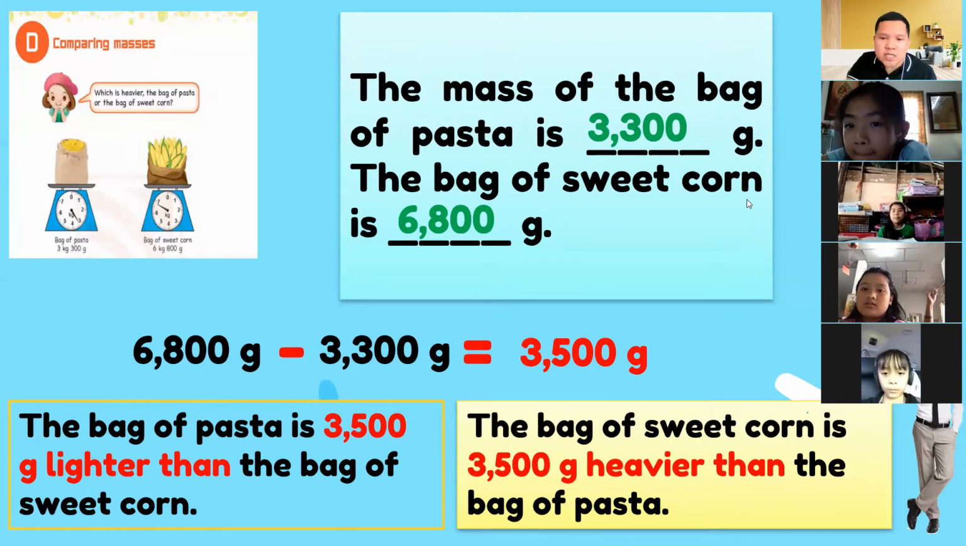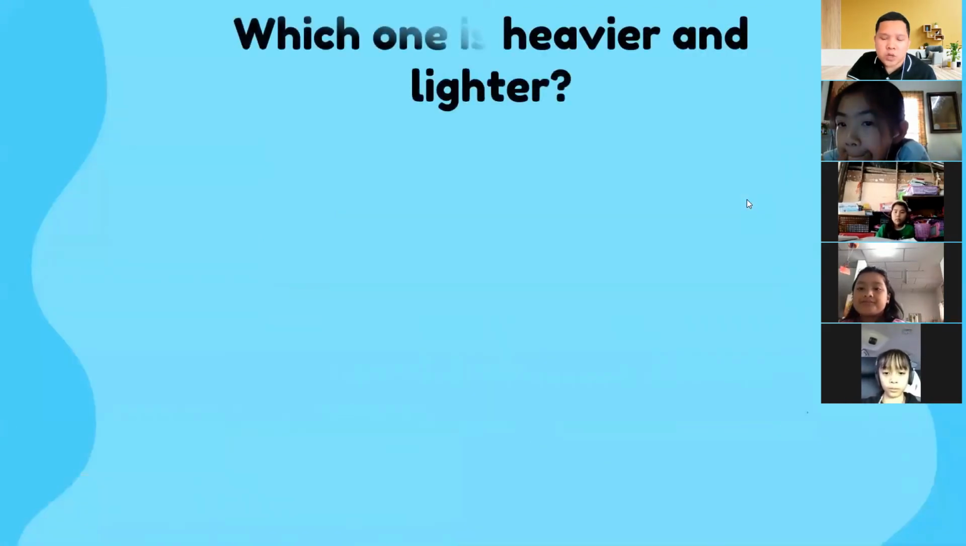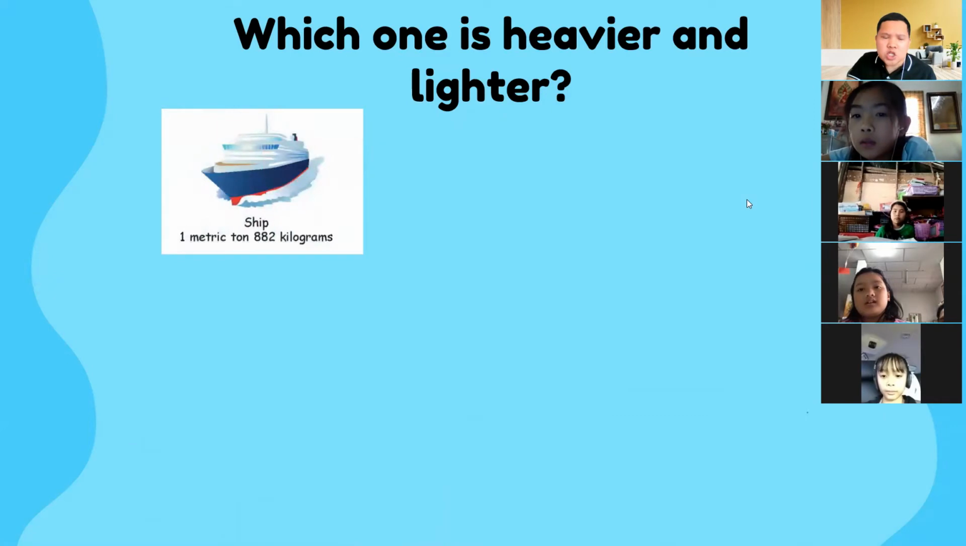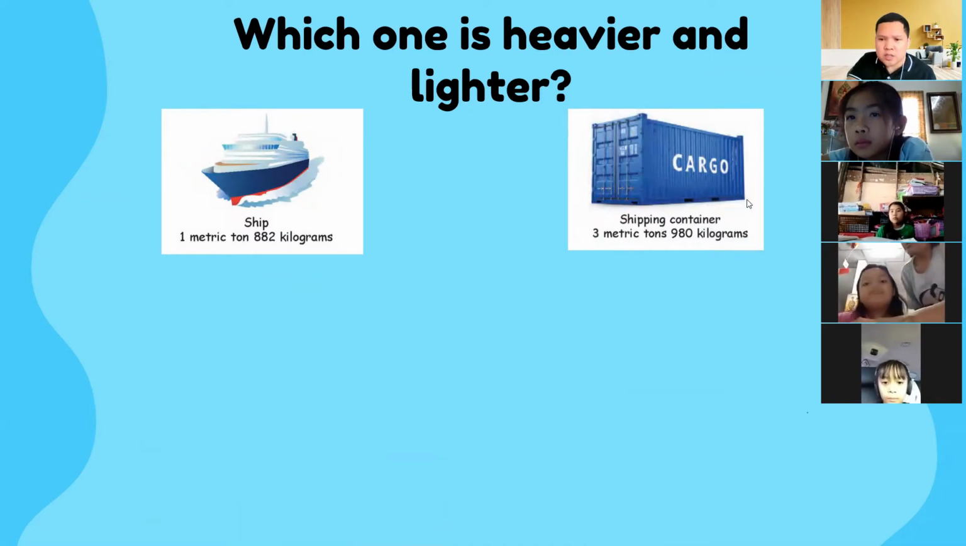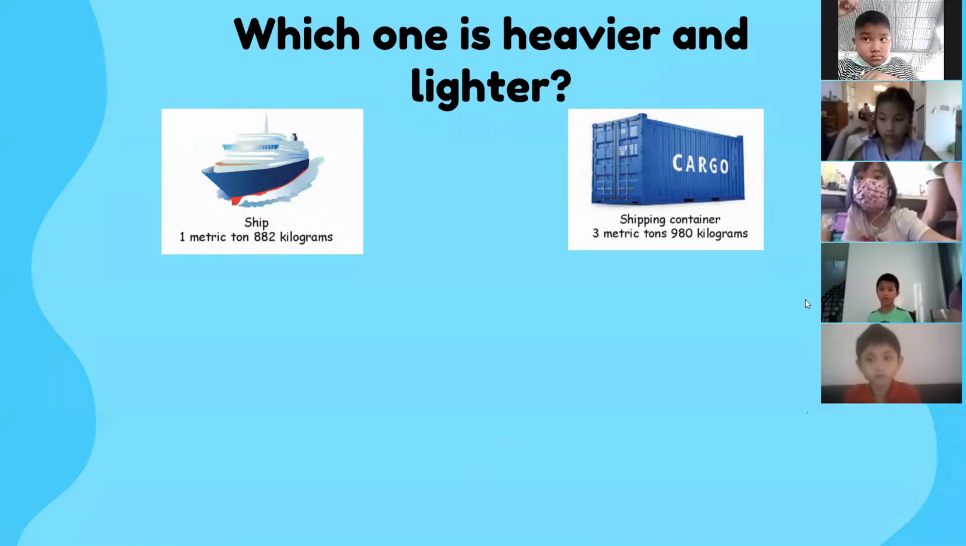Let's try another example. I got this one from your book, by the way. Which one is heavier or lighter, the ship or this one? We call it a shipping container. Again, this one is the shipping container. This one is the ship.